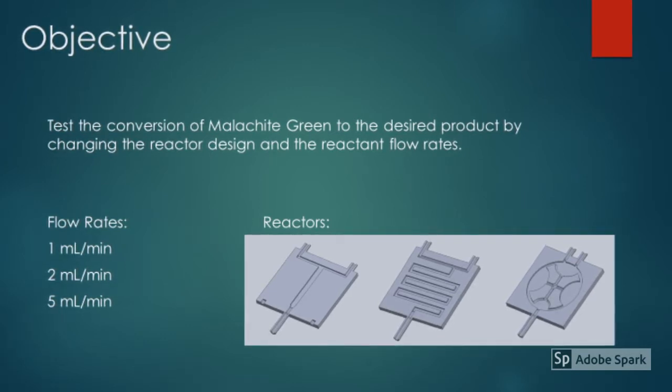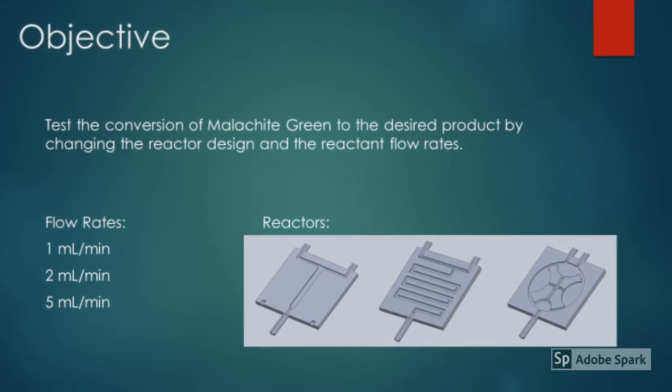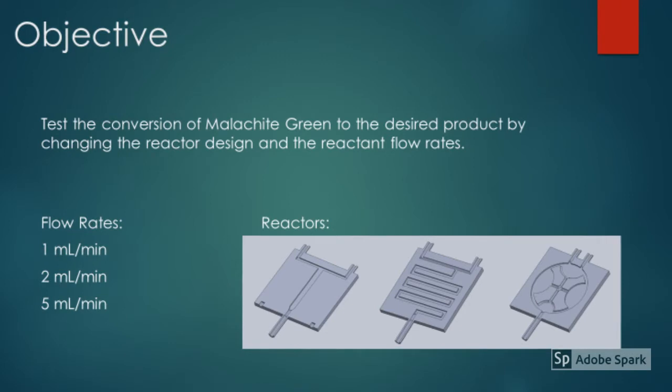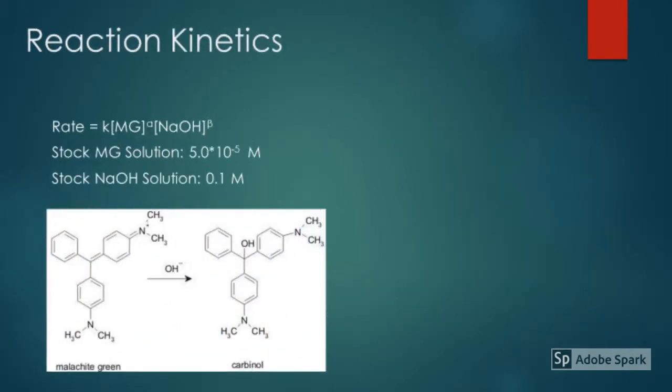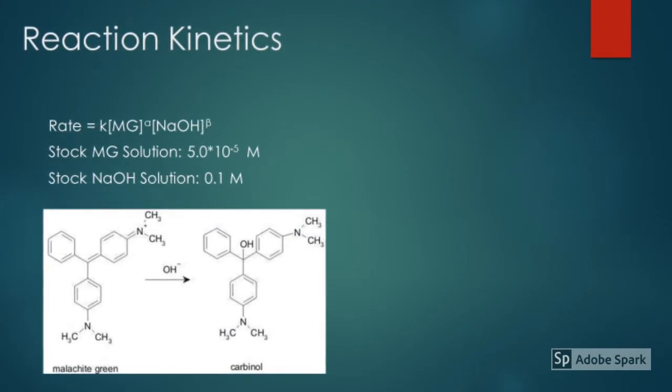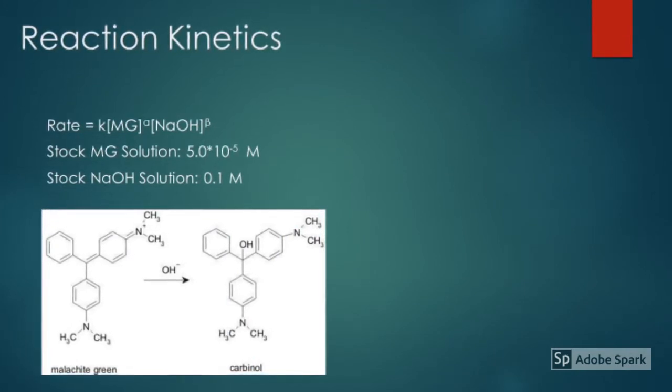These reactors were 3D printed and used to test how varying reactor geometry and reagent flow rates affected conversion of an alkali bleaching reaction. We hypothesized that increasing reactor volume and decreasing flow rates would increase residence time and thus increase conversion. This reaction happens when malachite green reacts with sodium hydroxide. Malachite green has a deep blue color in solution, but loses this pigmentation after reacting.